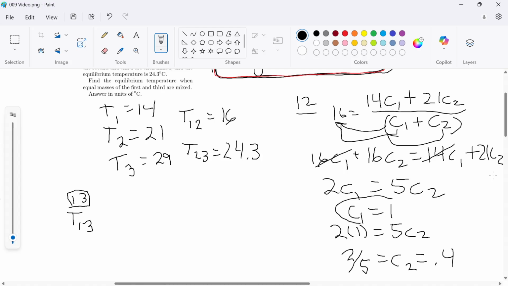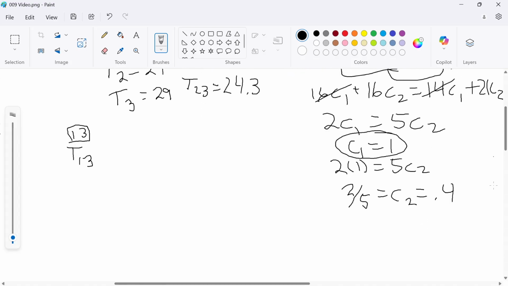So I have C1 already. I'm going to use that in my final calculation, and it's going to be a very simple formula because I'm doing this by getting them in ratios. So C2 equals 0.4. I'm going to use this to find C3.